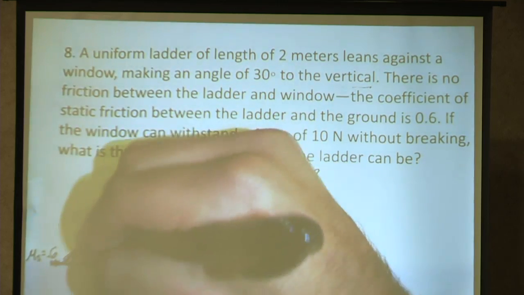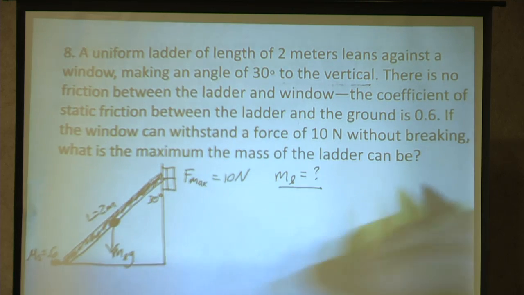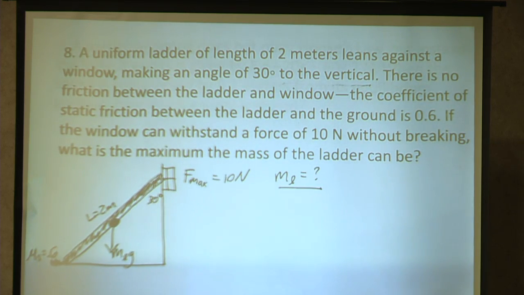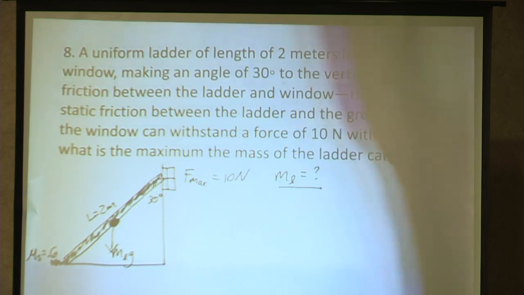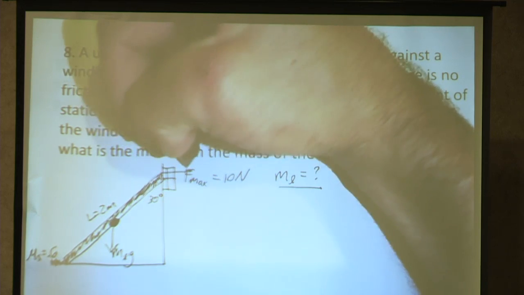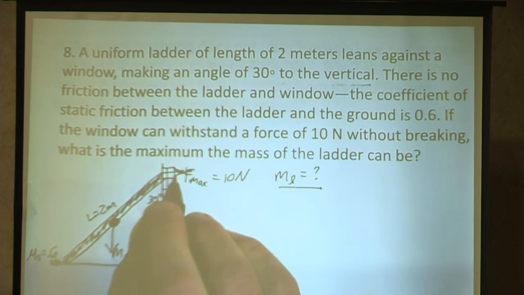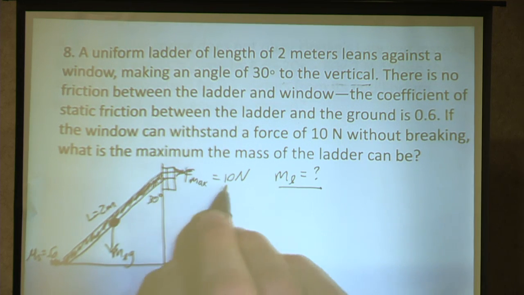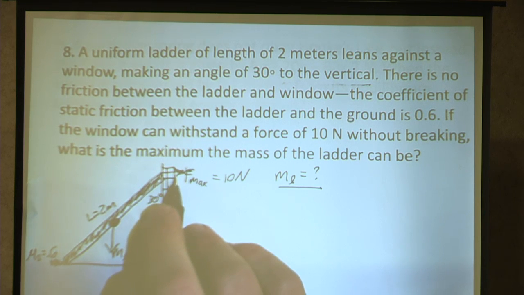So that force is ml times g. What else do we have? It's kind of tough to draw. We've got some force that's kind of pushing into the window, and that is that F max. That is 10 newtons. So that arrow is pointing to the window somewhat.